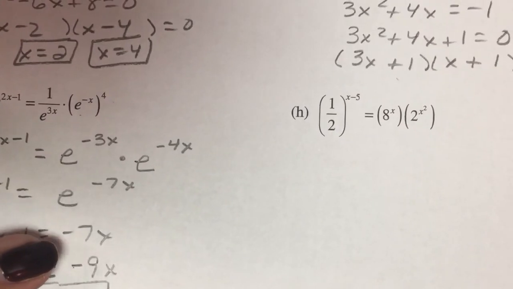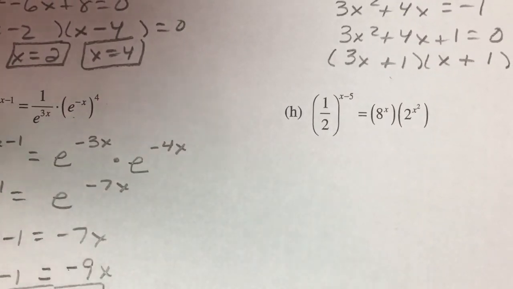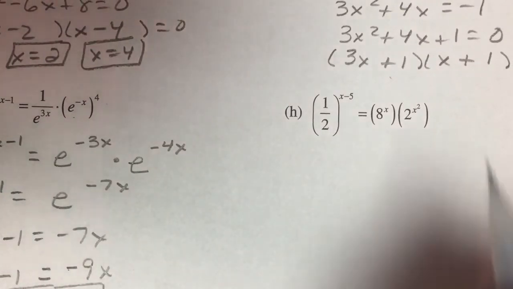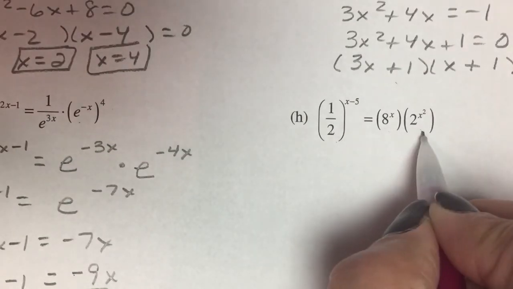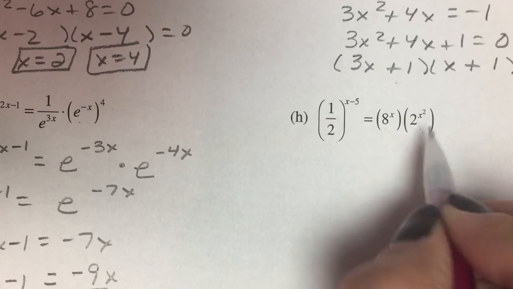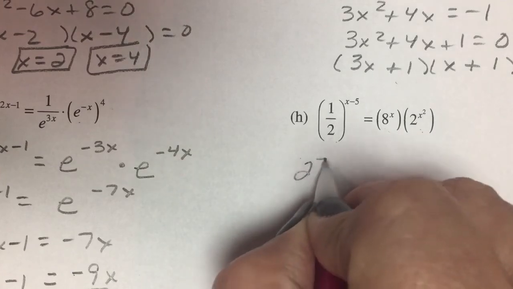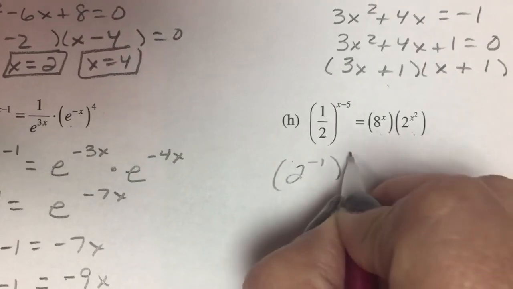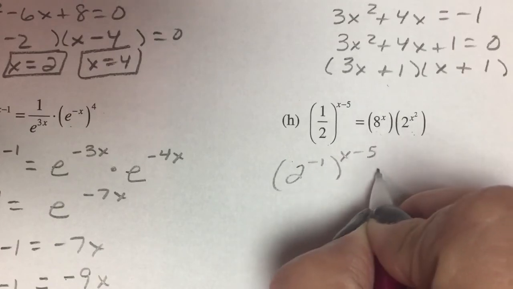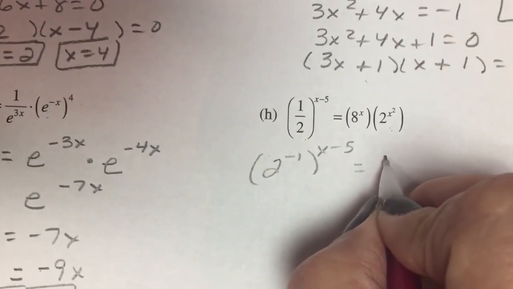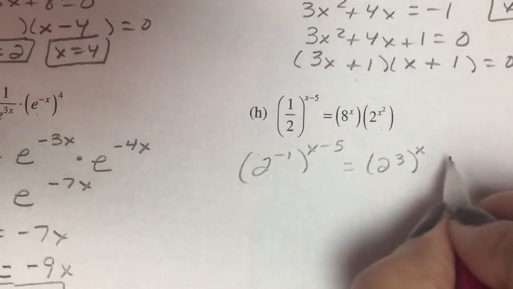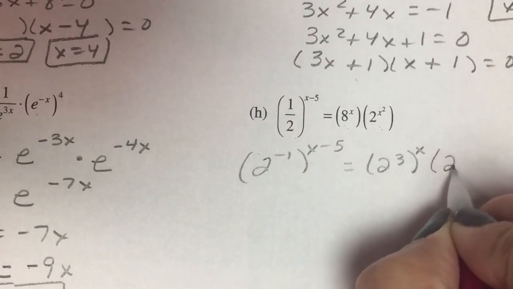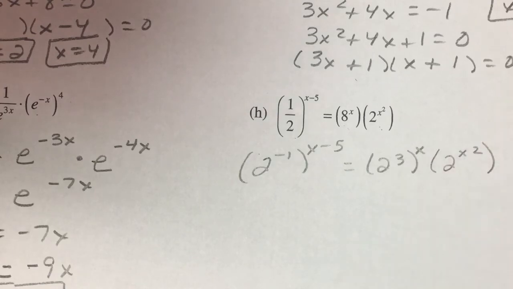All right, finally one more. So I'm trying to cover every different situation that could possibly happen. Here, if you look at all of these expressions, I hope you can see that we're going to make the bases all 2's. So this would become 2 to the negative 1 to the x minus 5. This would be 2 to the 3rd to the x. And then this is simply 2 to the x squared.